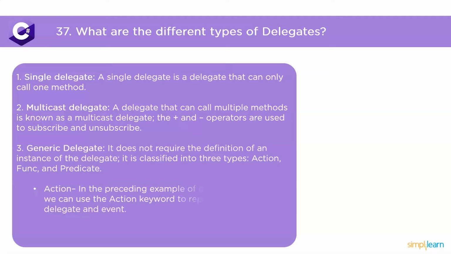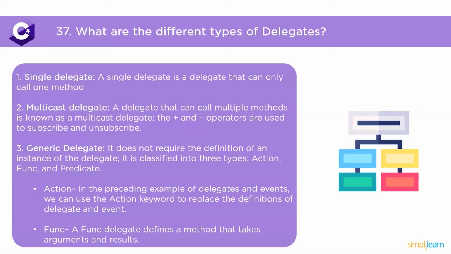The third type of delegate is the generic delegate. It does not require a definition of an instance, and it is classified into three types, that is action, function, and predicate. The action: in the preceding example of delegates and events, we can use the Action keyword to replace the definitions of delegate and event. Function: a Func delegate defines a method that can take arguments and return a result. And lastly, we have predicate, a method that can be called with arguments and always returns a bool.